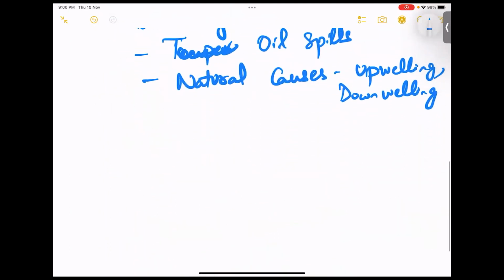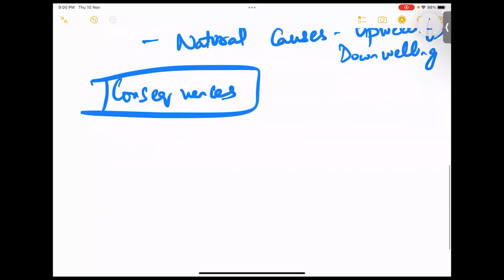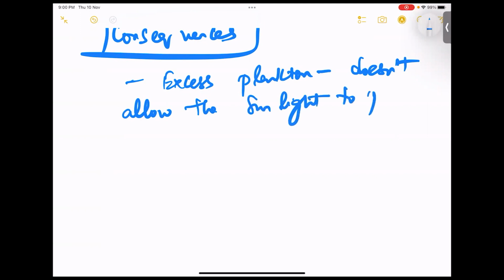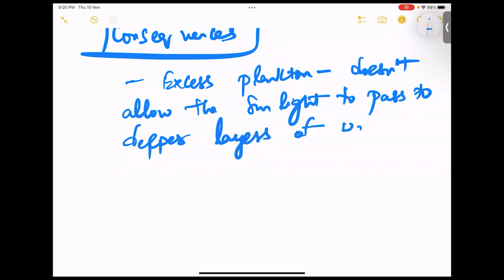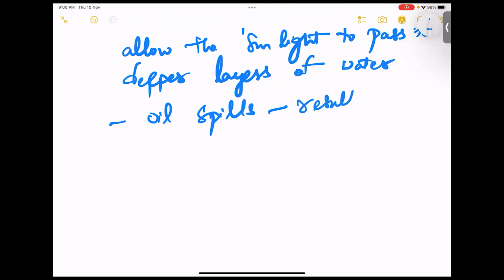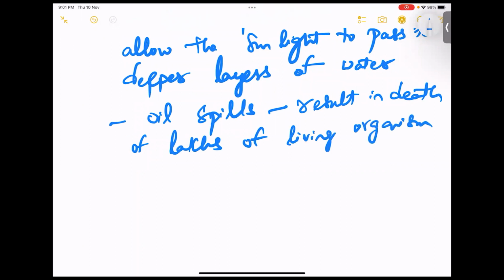Then what are the consequences of these dead zones? Consequences, what is that? The excess plankton doesn't allow the sunlight to pass to deeper layers of water. Oil spills result in death of lakhs of living organisms like fish.